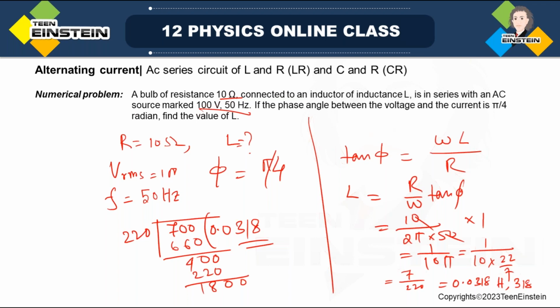Or 318 into 10 to the power minus 4, right? That means 318. This is 10 to the power minus 4, right? So I have to make it 10 to the power minus 3. Okay, so 318 into 10 to the power minus 3. Okay, so I think this is 3.18 milli Henry. 3.18 milli Henry.